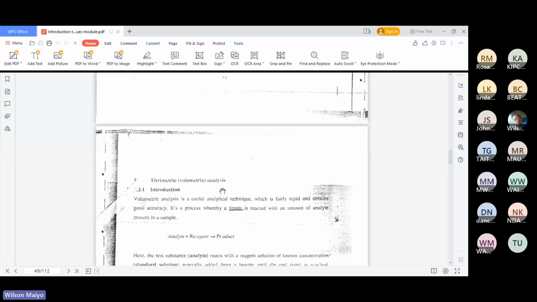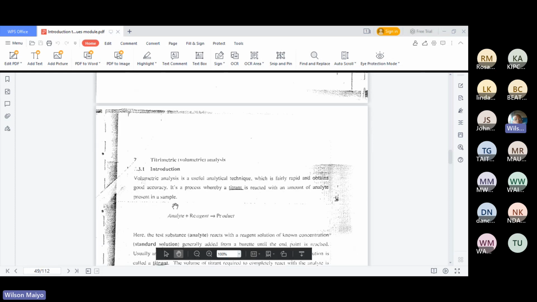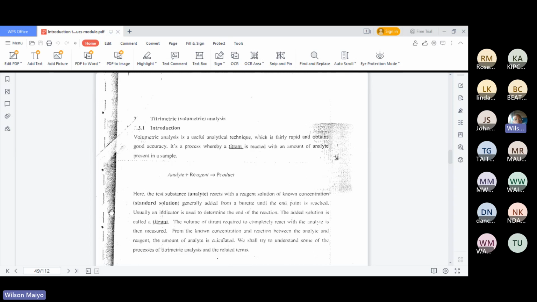So briefly, we can look at titrimetry analysis or volumetric analysis, which involves a measurement of volume. We are told that this is a process whereby a titrant is reacted with an amount of analyte present in a sample. So the analyte is the unknown, while the titrant is a substance of known concentration that you actually use to determine the concentration of the analyte. So titrimetry is more or less about titration.